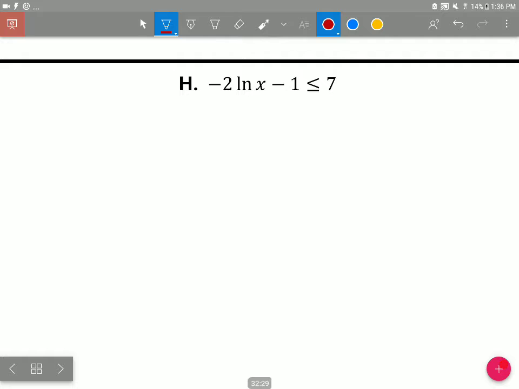Let's get rid of the -2 and the -1. Picture this like a single variable. If that were just a big x, how would you get rid of the -2 and the -1? You add 1. Good, so we'll add the 1. So that's -2 ln of x is less than or equal to what? 8.